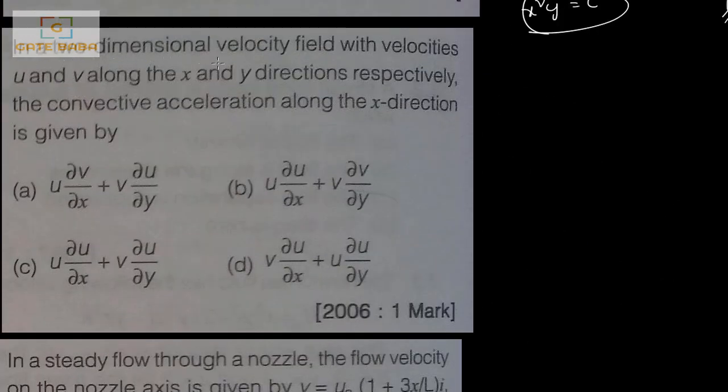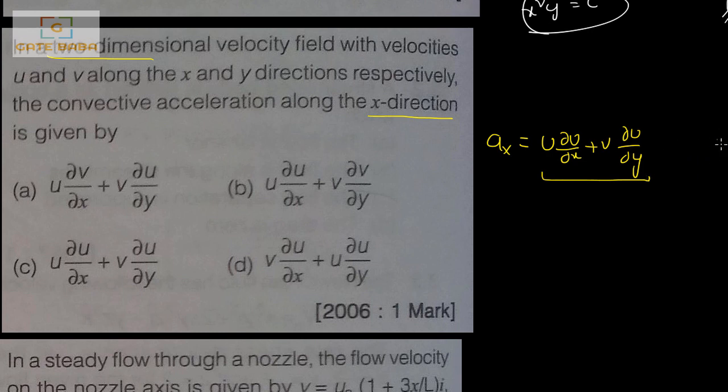In a two-dimensional velocity field with velocities u and v along the x direction and y direction respectively, the convective acceleration along the x direction is asked. He's asking just a formula. What is the formula? u dou u by dou x plus v dou u by dou y. He's asking just a two-dimensional case, so it is the only formula. There is no term of dou u by dou t, because it is given that it is a convective acceleration only, not a local or temporal one.